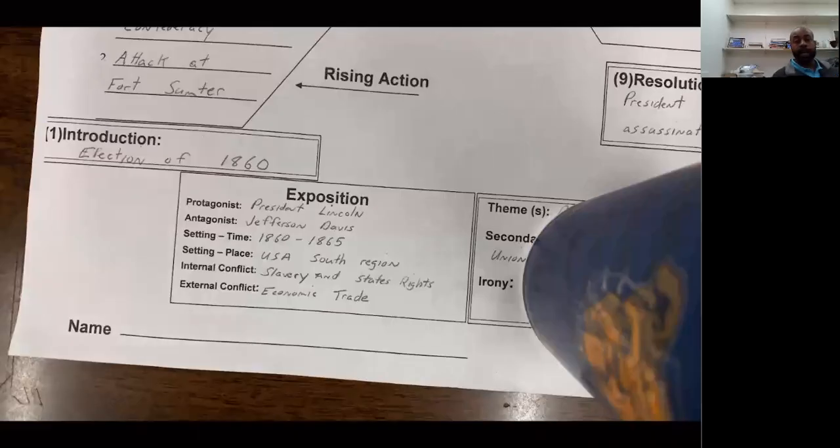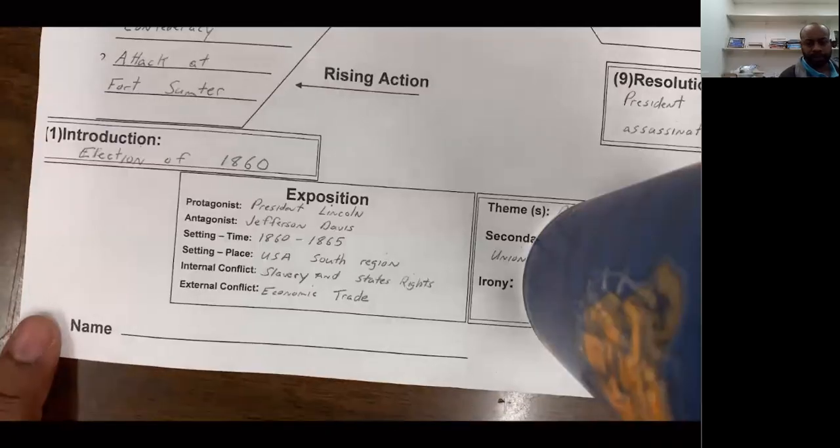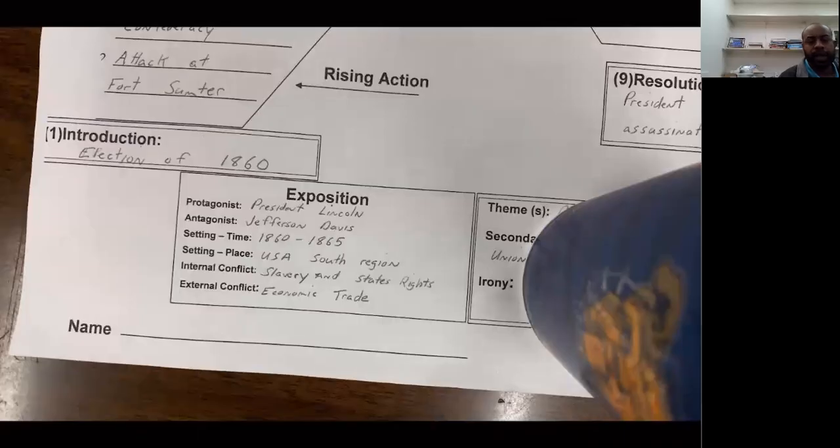So as we start with the election of 1860 and the Civil War on a storyboard, I want to make sure that you guys understand, like I said, the overall story for History 2.1. Again, the main protagonist is President Lincoln. In this timeline, he is currently the 16th president of the United States under the U.S.